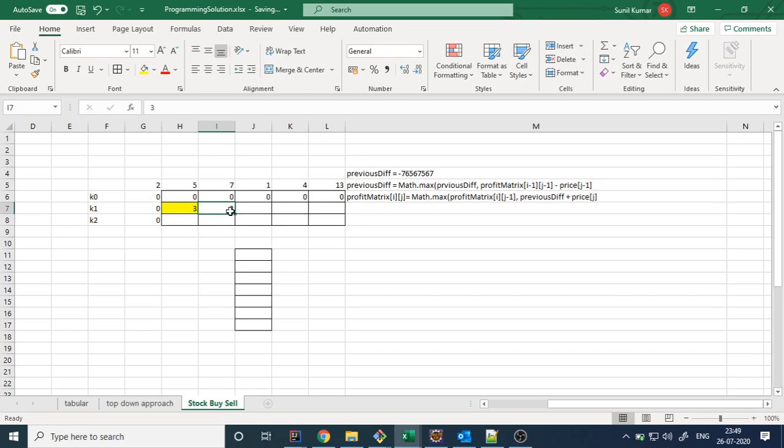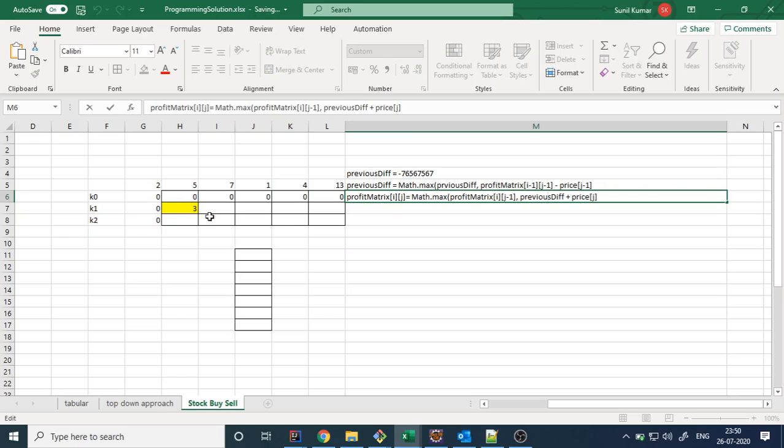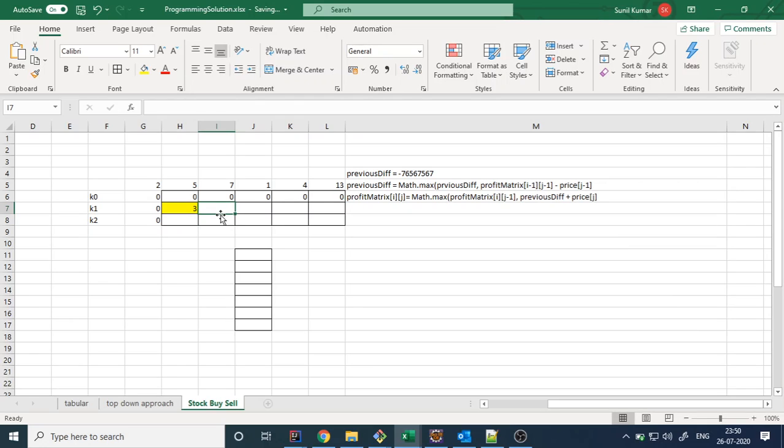If you calculate the diff, then it means that diff will be minus 2. So the previous difference is minus 2 and price of j is 5, so 5 minus 2 equals 3. Similarly, when you come here, what should be the max previous difference? The max previous difference will again be minus 2 only. So 7 minus 2 means 5.